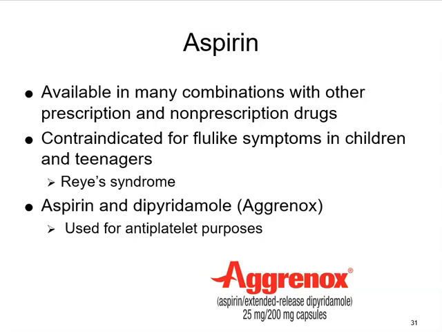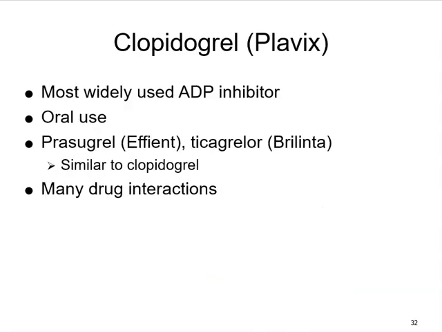All right. Also, there is a combo drug. There's Aggrenox, which is aspirin and dipyridamole. So two antiplatelet aggregators together makes them very nice, very strong. So clopidogrel is going to be your very widely used antiplatelet drug, and it's oral.